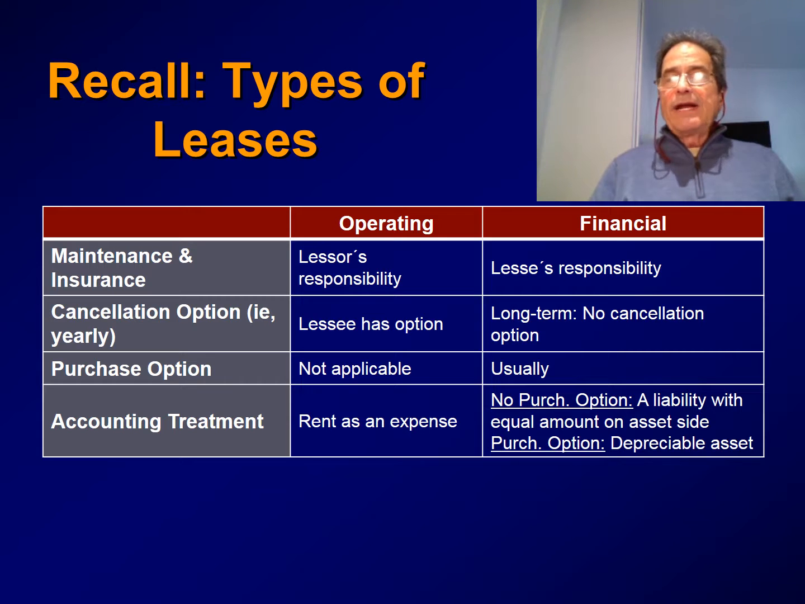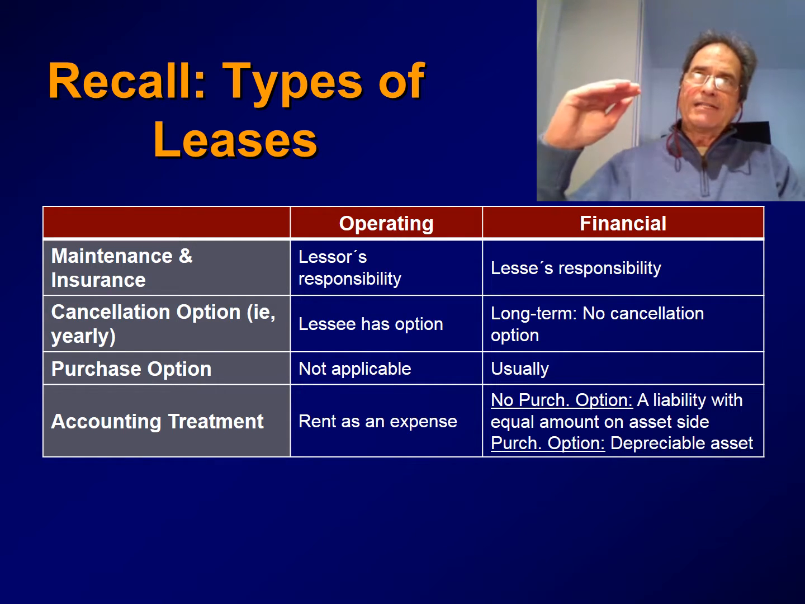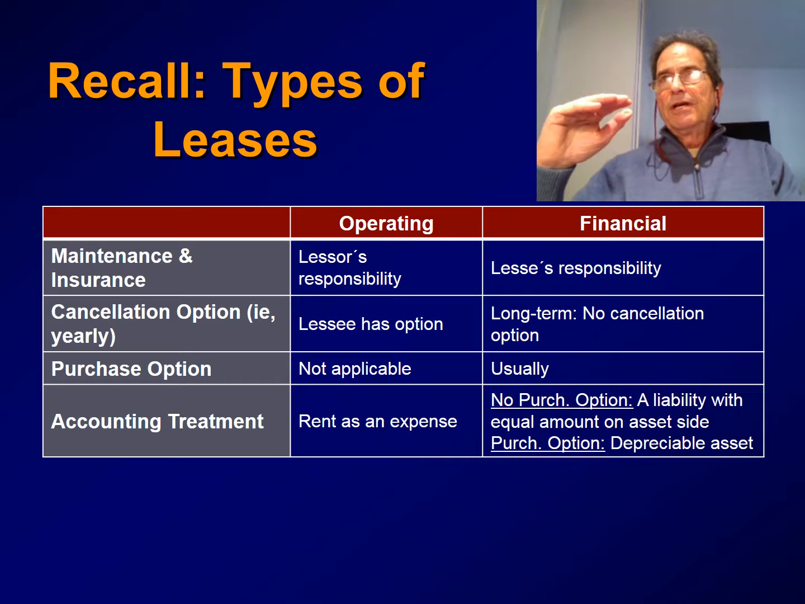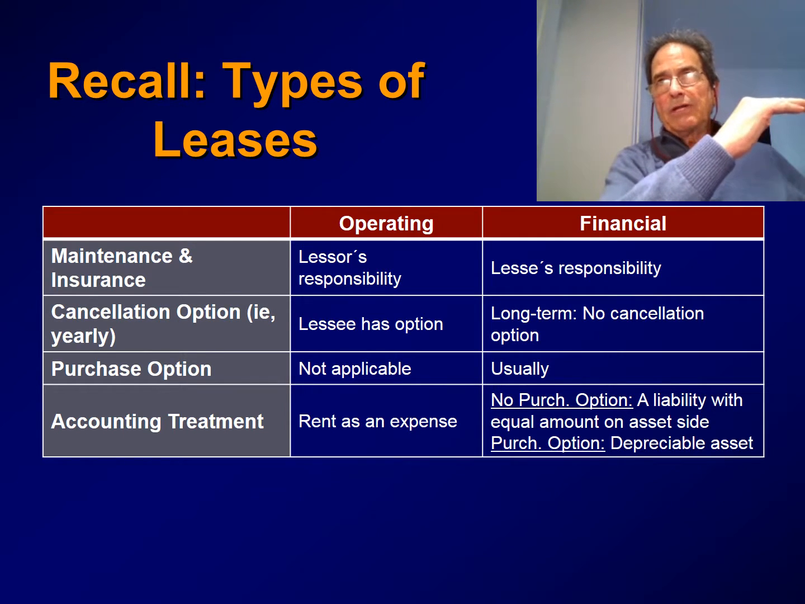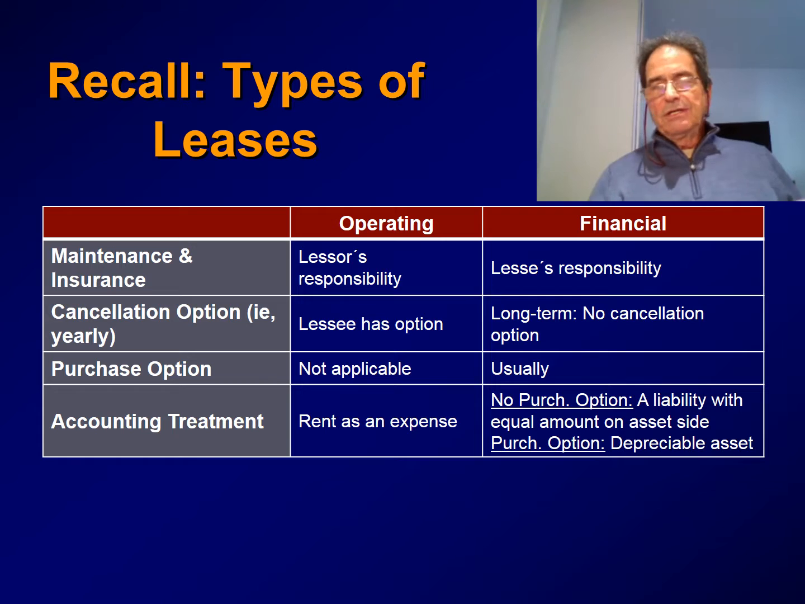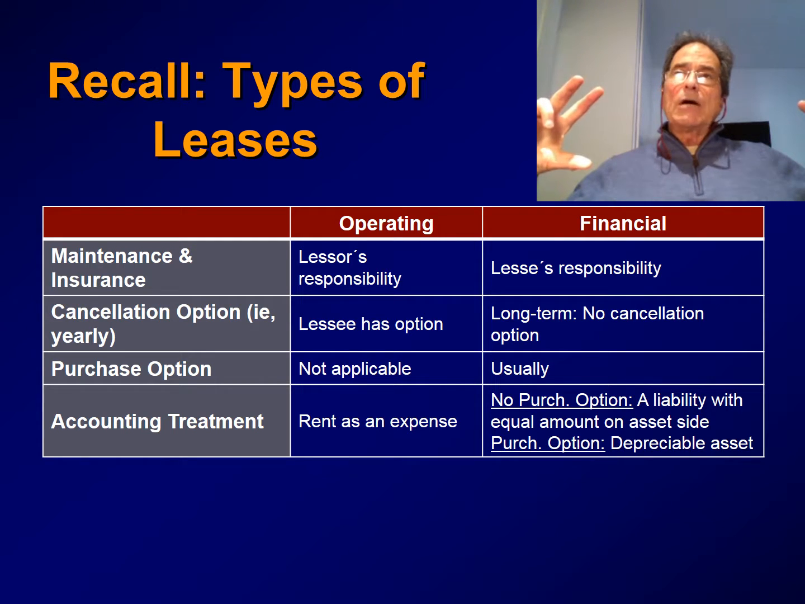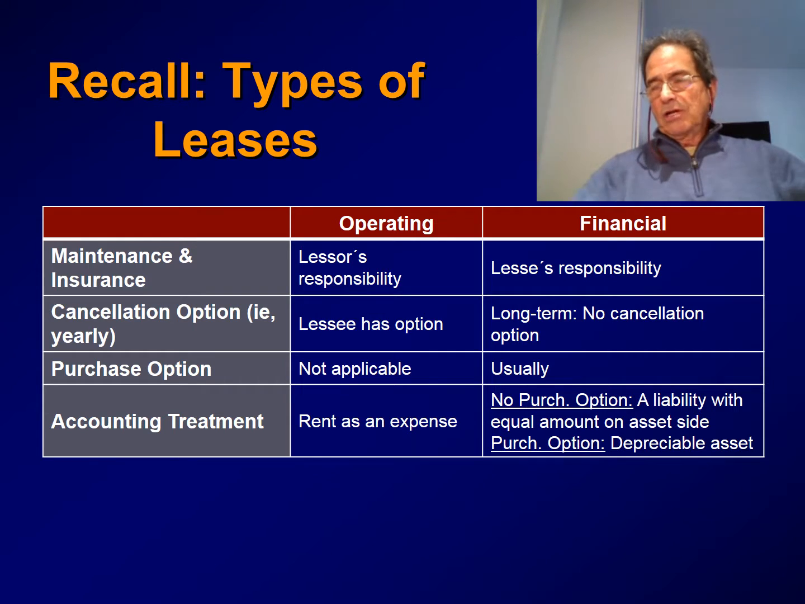And finally, regarding the accounting treatment, in the case of the operating lease, rent is treated as an expense. In the case of the financial lease, the accounting treatment varies depending on whether there is a purchase option or not. If there is not a purchase option, simply the present value of the future lease payments is calculated and accounted for as a liability in the balance sheet, with an asset of an equal amount on the asset side of the balance sheet. The asset and liability go down gradually as the lease approaches maturity.